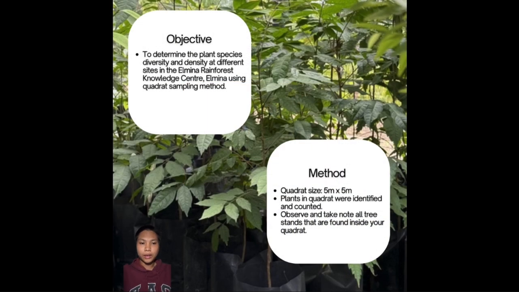For practical 2, the objective is to determine the plant species diversity and density at different sites in the Elmina Rainforest Knowledge Center, which is located in Elmina, using the quadrat sampling method. For the method, we use a quadrat size of 5 meters by 5 meters. Plants in the quadrat were identified and counted. Observe and take note of all the trees and plants found inside your quadrat.